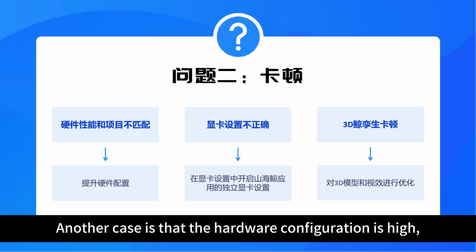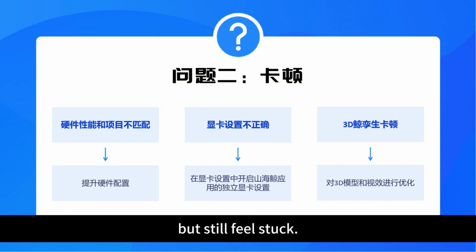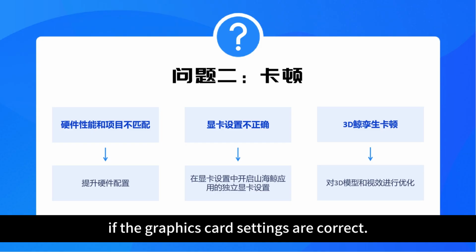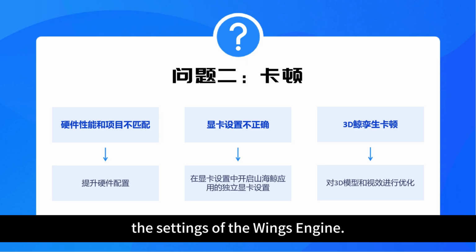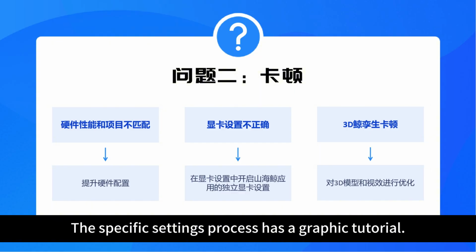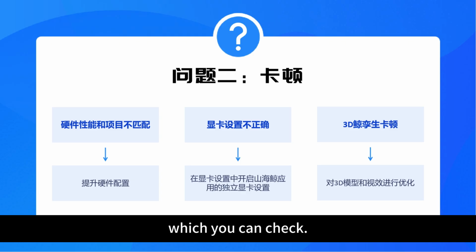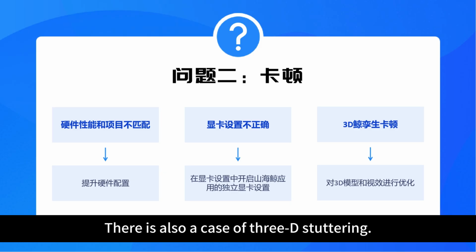Another case is that the hardware configuration is high, but it still feels stuck. Then we need to confirm if the graphics card settings are correct. Open the graphics card settings of the operating system and the settings of the Wings engine. The specific settings process has a graphic tutorial, which you can check.